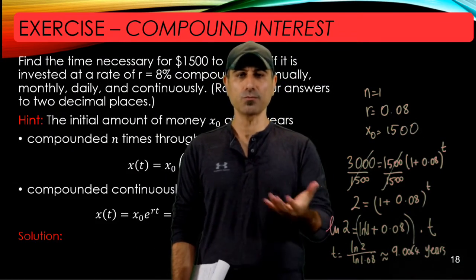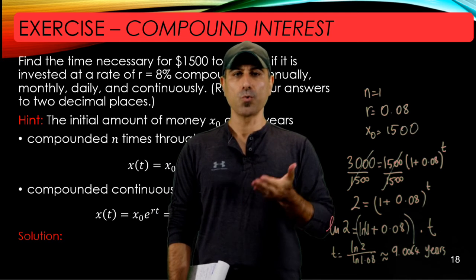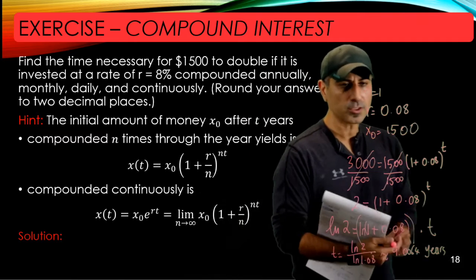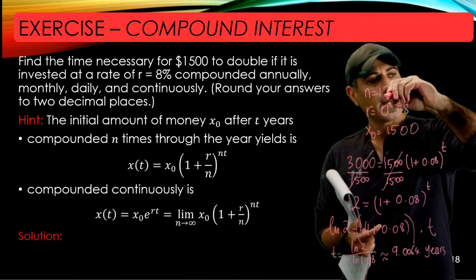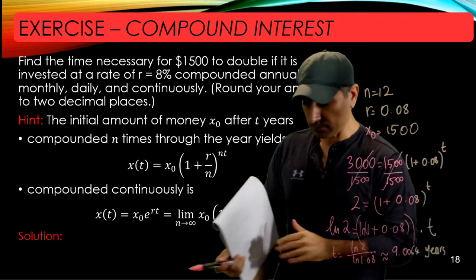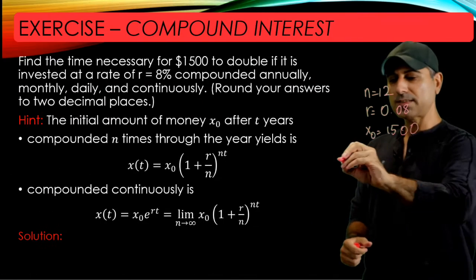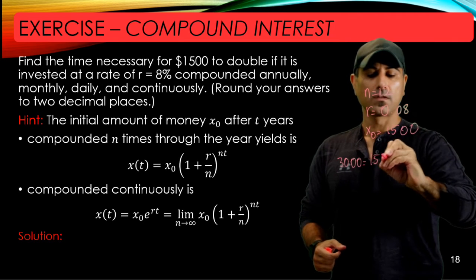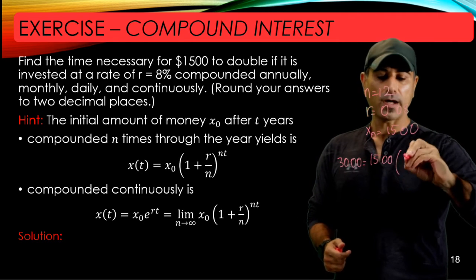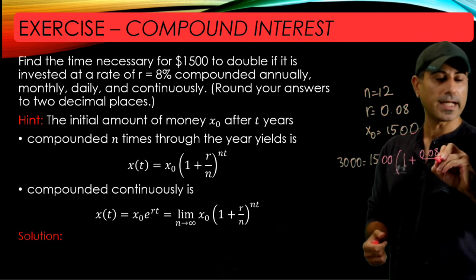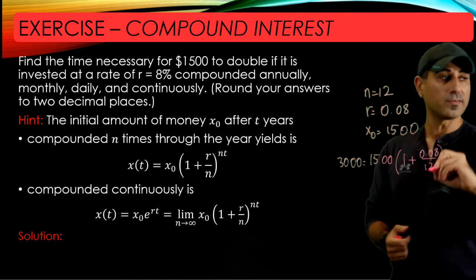Monthly means we have 12 months in a year, so we're going to compound 12 times during the year. In other words, n is going to be 12. So let's rewrite this whole thing for n equals 12. The goal is still having $3,000, and the interest rate is still fixed at 0.08, but I do compounding 12 times.